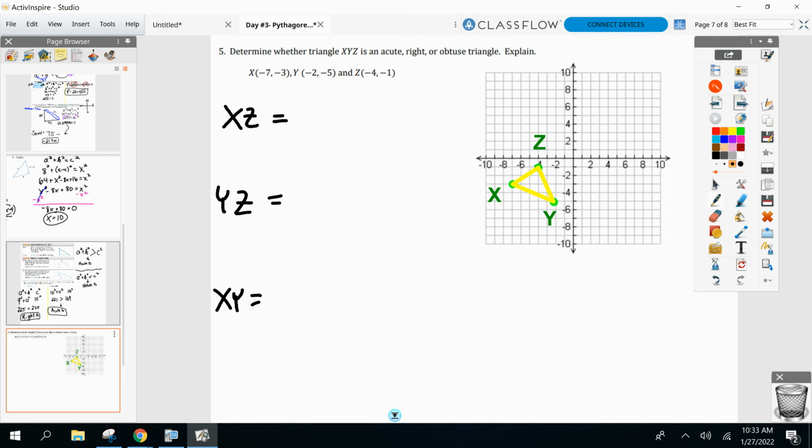All right, so remember the distance formula. It's hard. It takes up so much time.